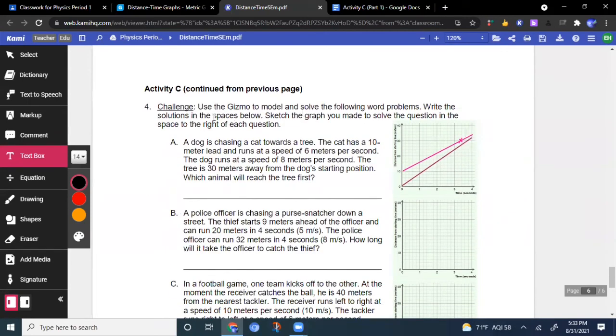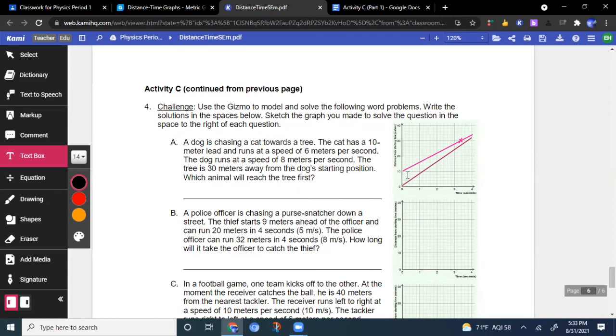In the last section, use the gizmo to model and solve the following word problems. Write the solutions in the spaces below. Sketch the graphs you have made to solve the questions to the right. Well, here we have a dog chasing a cat towards a tree. The cat has a 10-meter lead and runs at a speed of 6 meters per second. The dog runs at a speed of 8 meters per second. The tree is 30 meters away from the dog's starting position. Which animal will reach the tree first?